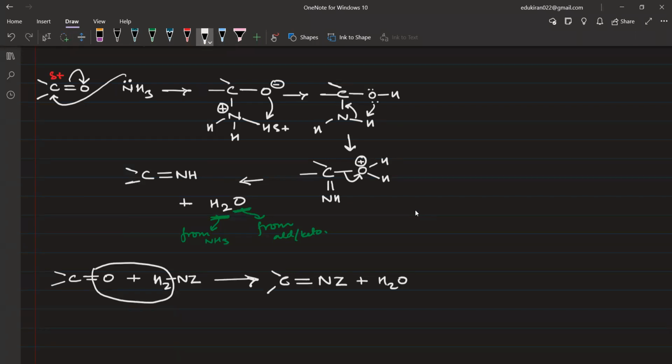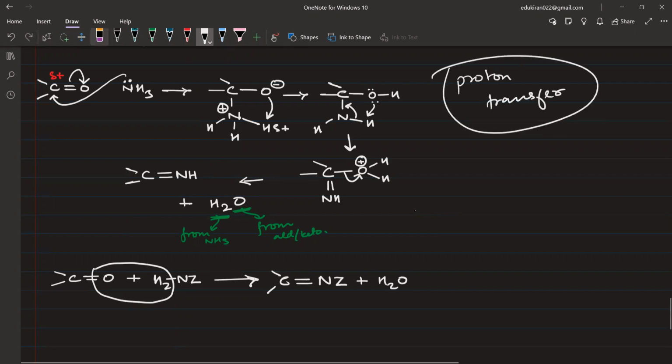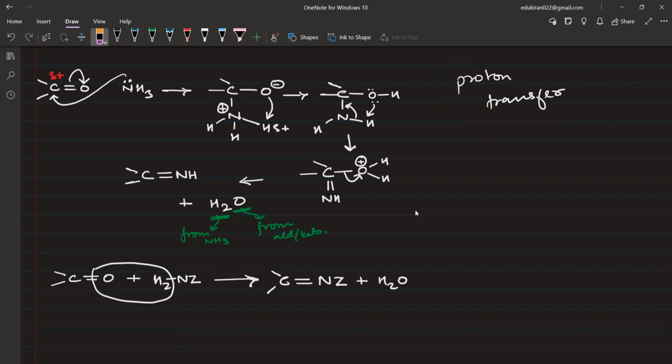Whenever a hydrogen atom is transferred from one atom to another atom, it is known as proton transfer. And proton transfer is one of the most important steps in organic chemistry. If you get stuck in any mechanistic step in organic chemistry, then always try for a proton transfer. So can you repeat? If you get stuck in any mechanistic step, always try to do a proton transfer.